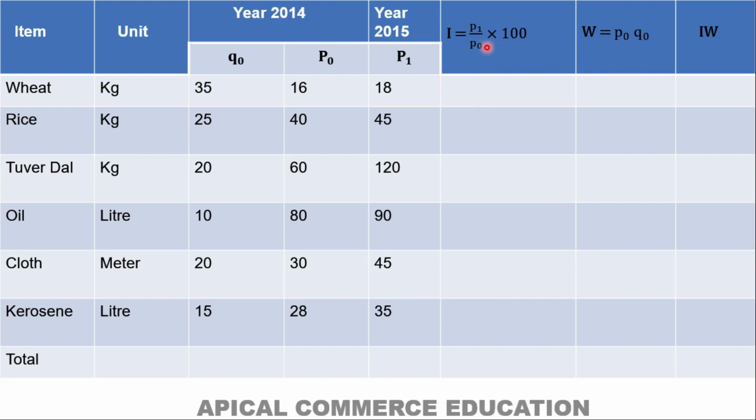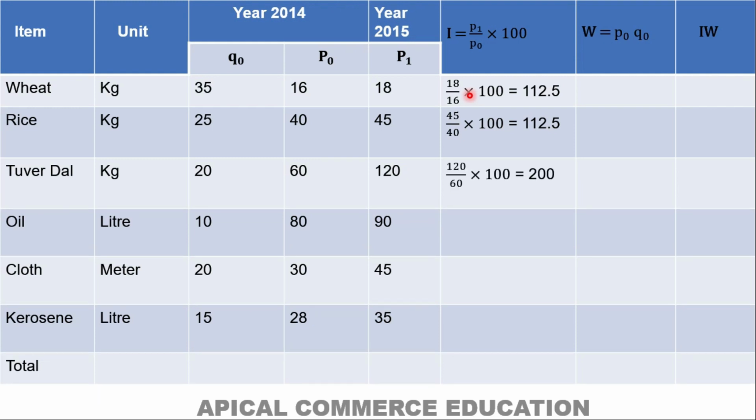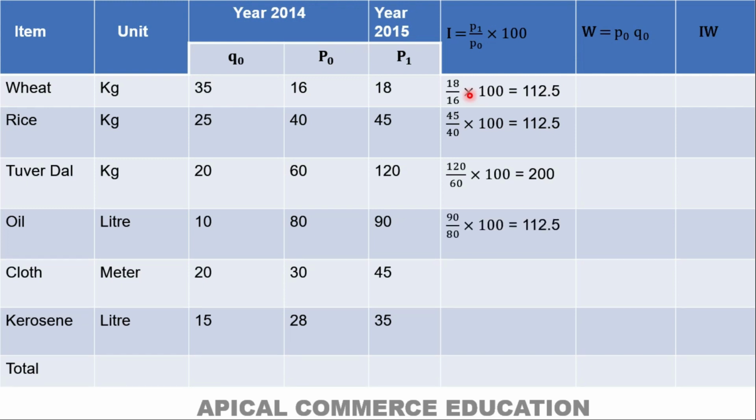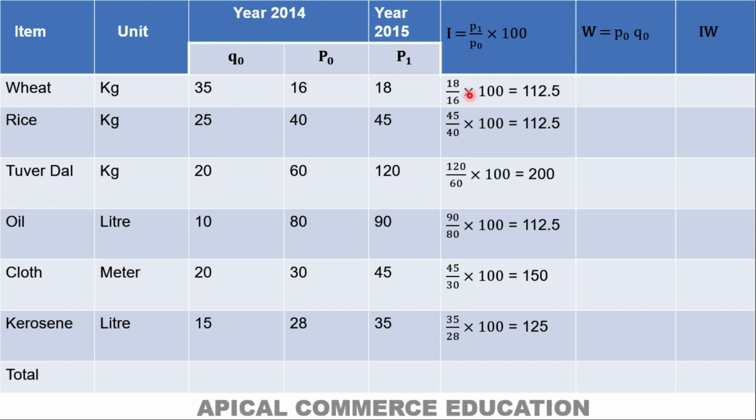I is equal to P1 upon P0 into 100. So for wheat, I is equal to 18 upon 16 into 100, that is 112.5. For rice, I is equal to 45 upon 40 into 100, that is 112.5. For tuer dal, 120 upon 60 into 100 will give us 200. For oil, 90 upon 80 into 100 will give us 112.5. For cloth, 45 upon 30 into 100 will give us 150. And for kerosene, 35 upon 28 into 100 will give us 125.